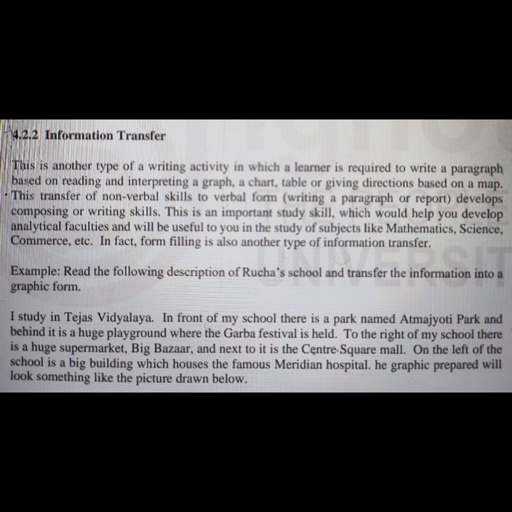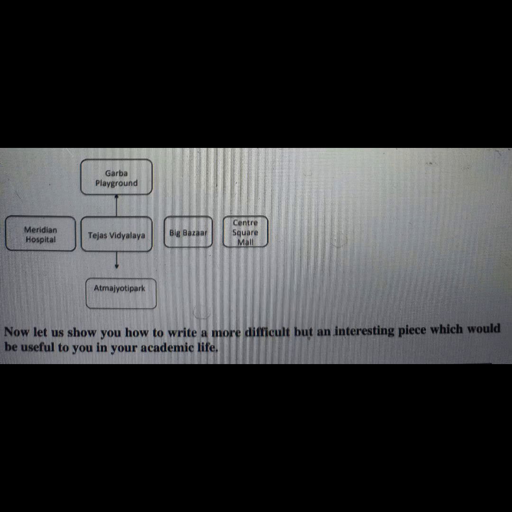The graphic prepared will look something like the picture drawn below. Garba Playground, Meridian Hospital, Tekis Vidyalaya, Big Bazaar, Center Square Mall, Atmajoti Park. Now let us show you how to write a more difficult but an interesting piece which would be useful to you in your academic life.